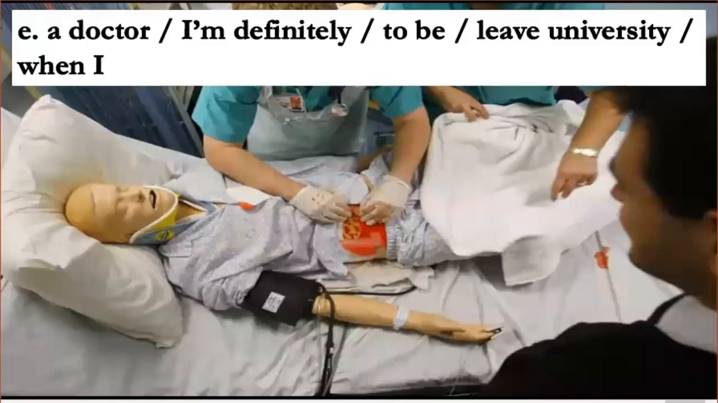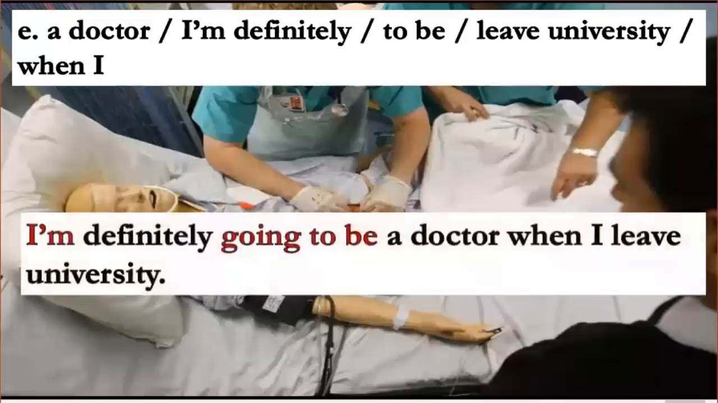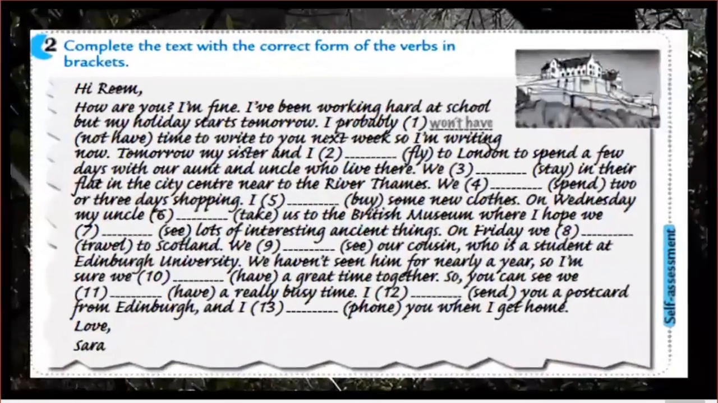A doctor, I am definitely to be leave university when I. How can we form a sentence using the future form? We will say, I am definitely going to be a doctor when I leave university. It's my plan to be a doctor.